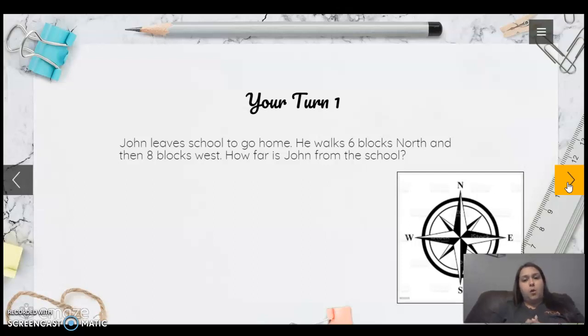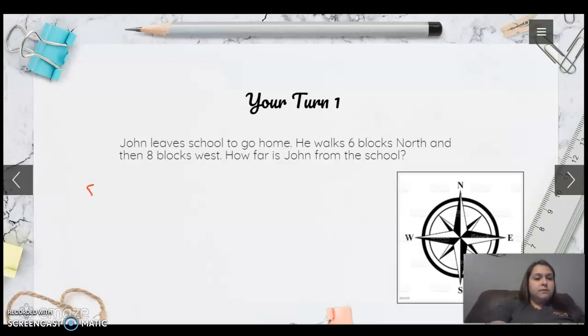John leaves school to go home. He walks 6 blocks north and then 8 blocks west. How far is John from school? So the first thing I need to do, and I provided that compass for you so that you can see where your north, east, west, and south are. So I'm going to go ahead and start.